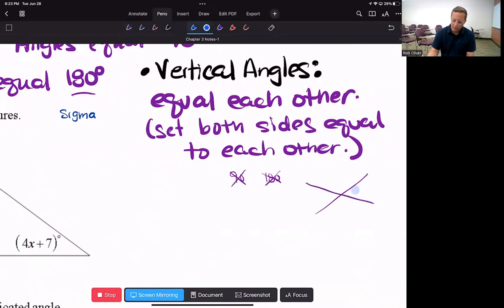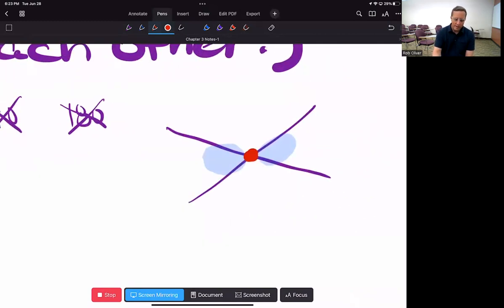So like right here, this angle and this angle right here are directly opposite each other, and they share a vertex. That's why they're called vertical. It has nothing to do with up and down. They share a vertex, and those angle measurements are exactly the same. So for instance, I'm just making this up, but if this is 51 degrees, so is this. Okay, that's how easy vertical angles are. If you can identify them and have one angle, then you know what the other one is.